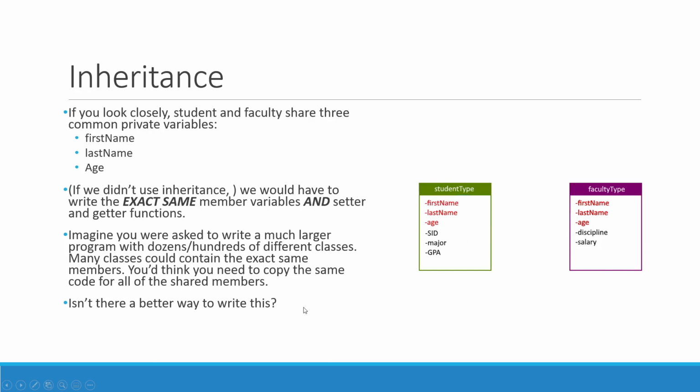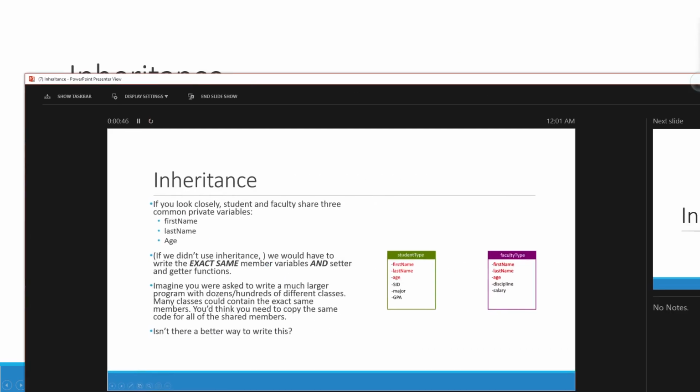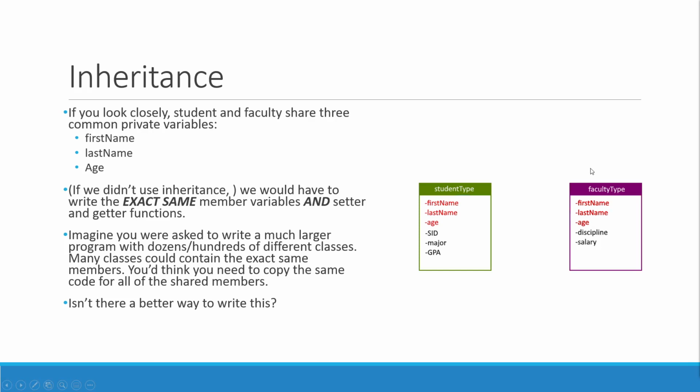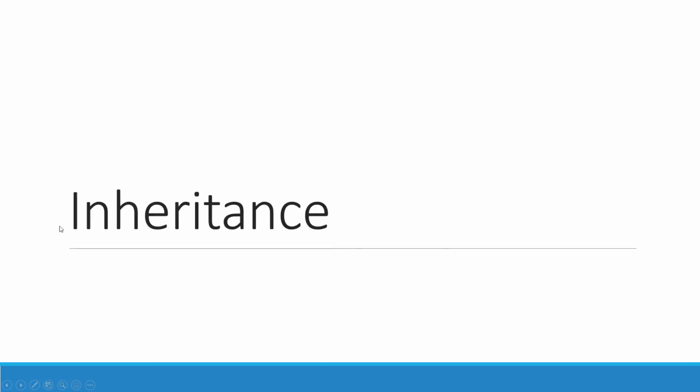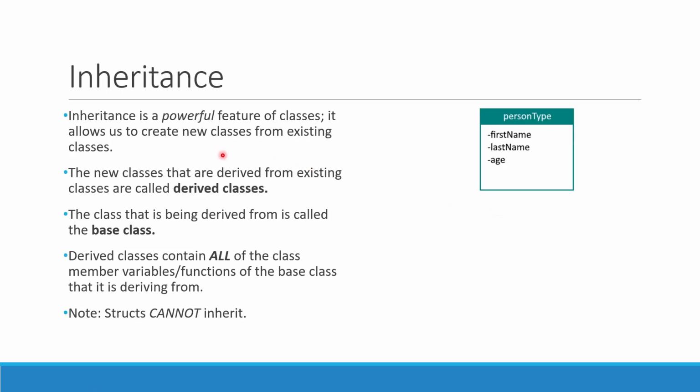So, you have to stop and ask yourself, isn't there a better way to write large programs like this? And the answer is yes. And the answer to that question is inheritance. Okay? So, I just love inheritance because it's such a powerful feature of classes. So, inheritance allows us to create new classes from existing classes.